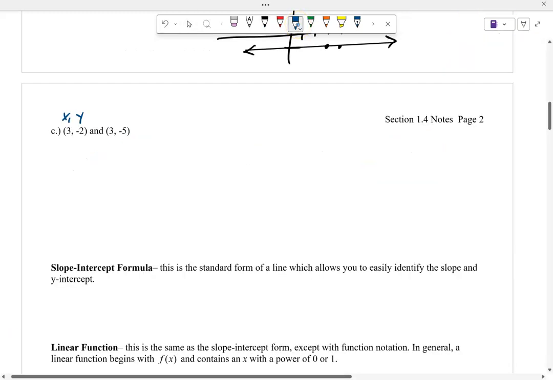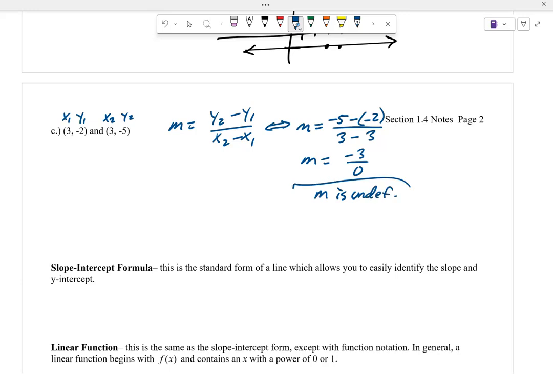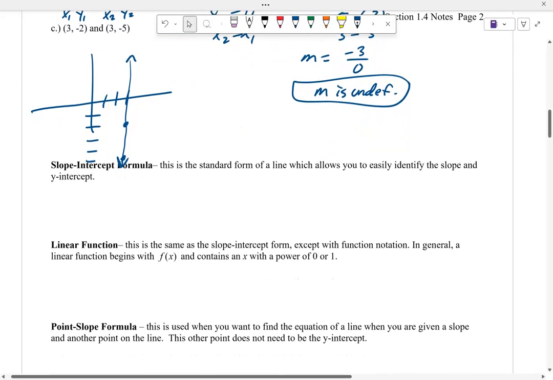Let's do one more set of points here. I got x1, y1, x2, y2. If I was finding this slope, plug it in. So my y2 is negative 5 minus my y1 is negative 2. My x2 is 3 minus my x1 is 3. So this ends up being negative 5 plus 2 is negative 3, over 3 minus 3 is 0. Oh, we can't divide by 0. This slope is undefined. You probably caught that because you have 3, -2, as well as 3, -5. This is a vertical line, so your slope would be undefined for that line going through those 2 points.